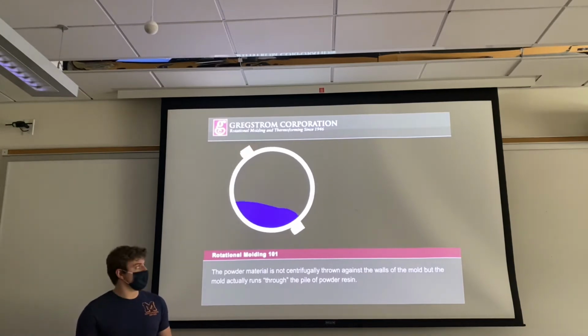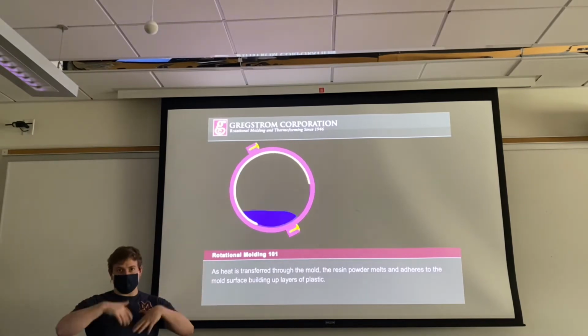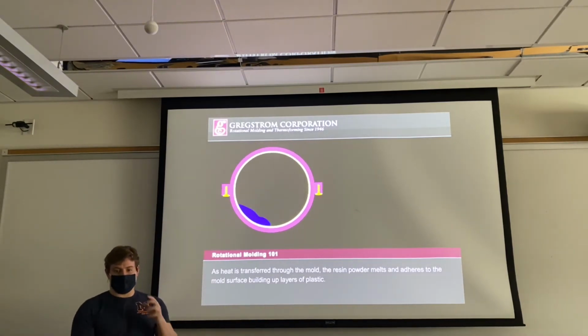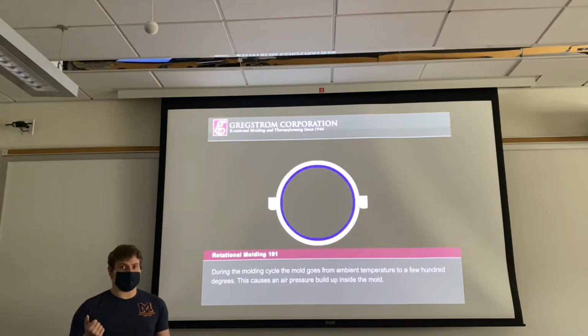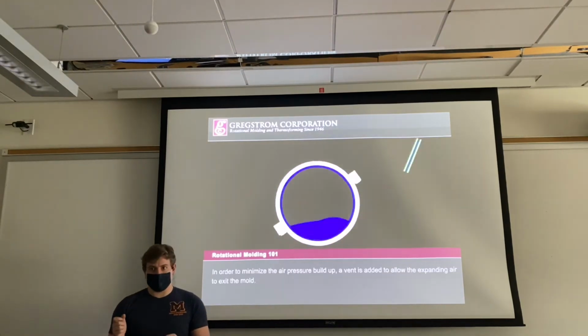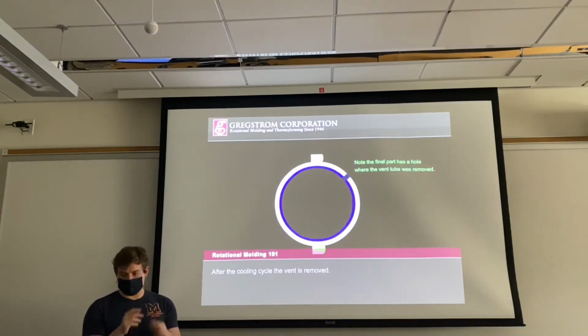As you can see right here on the video, it's just rolling against the edge. It's not being flung everywhere. It's very controlled and nice and slow. It's not fast, it's pretty slow. And then because one of the advantages of rotational molding is you don't need a high pressure mold, there's a little hole that lets out all the pressure from the inside while it is rolling around.